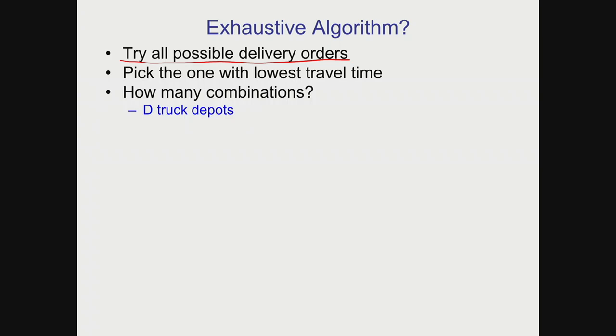Okay, so we have D of these truck depots. So we can choose to start and end at one of D spots. So that's D choices. We have N deliveries to make. So that means we have, in terms of places we have to go, two times N places. We have N pickups, N drop-offs. Okay, so how many ways could we visit that?